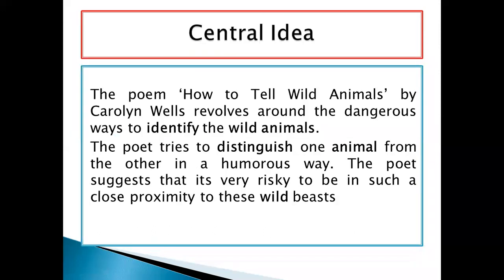So what is the central idea of the poem? The poem, How to Tell Wild Animals by Carolyn Wells, revolves around the dangerous ways to identify wild animals. The poet tries to distinguish one animal from the other in a humorous way. The poet suggests that it's very risky to be in such close proximity to these wild beasts. I hope students, you all have understood this poem very well. Thank you, students.